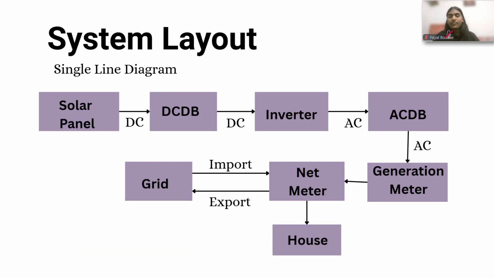Single line diagram. Firstly, the output from the solar is DC, which is sent to the DC protection, that is DC distribution box. And from DC distribution box, it is sent to the inverter. Inverter converts the DC to AC. Then the AC is sent to AC distribution box, and from that it is sent to the generation meter. Then the generation meter sends it to net meter. Net meter calculates the import and export.